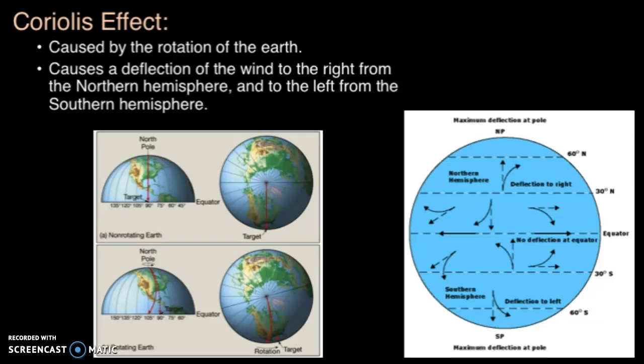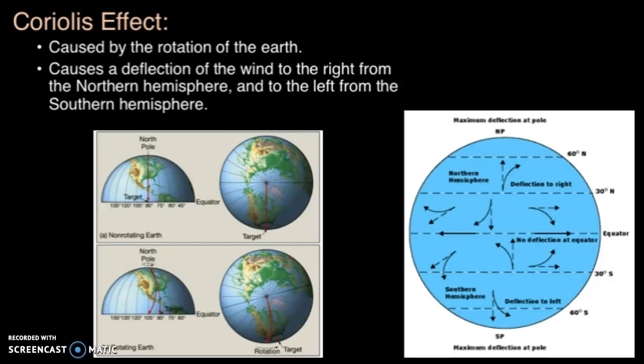So again, that Coriolis effect is going to be the cause for the westerly winds that we see in the low mid latitudes to the mid high latitudes, and is going to be responsible for the easterly winds from the equator to the low mid latitudes, and also from the high mid latitudes to the poles.